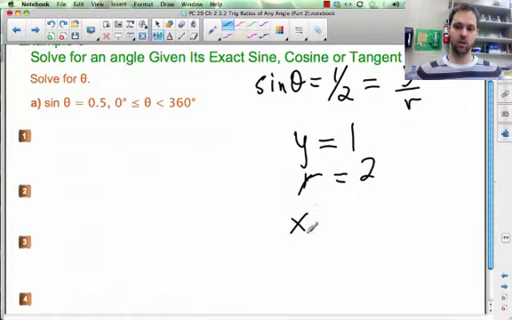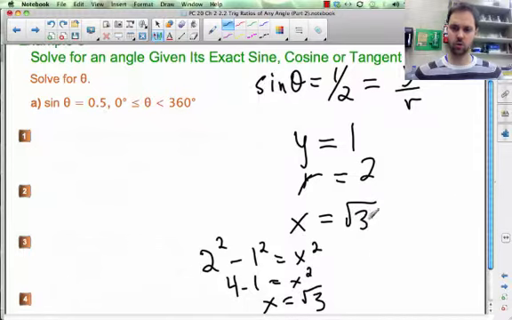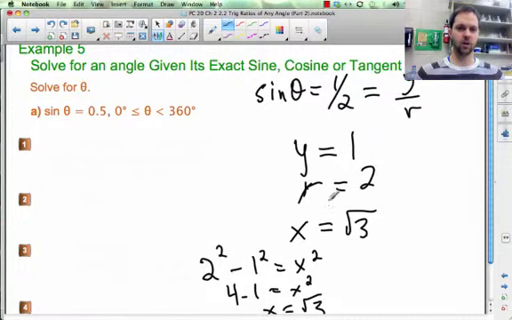Alright, and then we can solve for x right away using Pythagorean theorem. So 2 squared minus 1 squared equals x squared. Therefore 4 minus 1 equals x squared. X equals root 3. So there you go, root 3. Now you might recognize that this is a special type of triangle here. Whenever the hypotenuse, r, is double the shortest side, that is a 30, 60, 90 triangle.